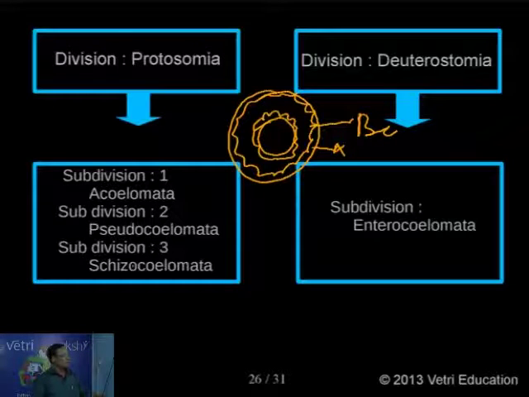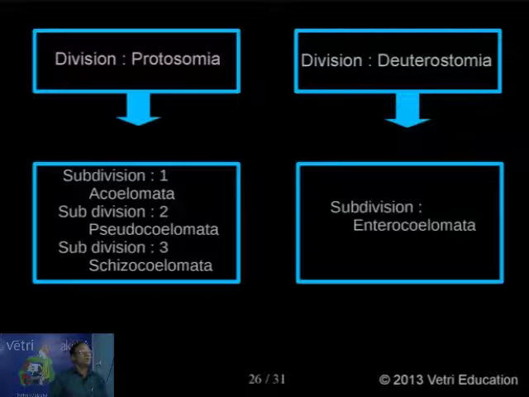Now both schizocoelomata and the enterocoelomata include animals, and all these animals are true coelomates. But here the classification into schizocoelomata or enterocoelomata is based on the formation of the coelom. How does the coelom develop from the embryonic cavity?